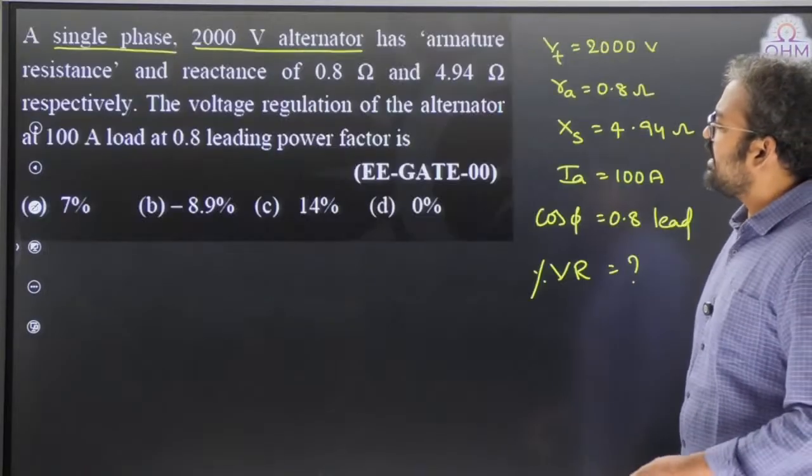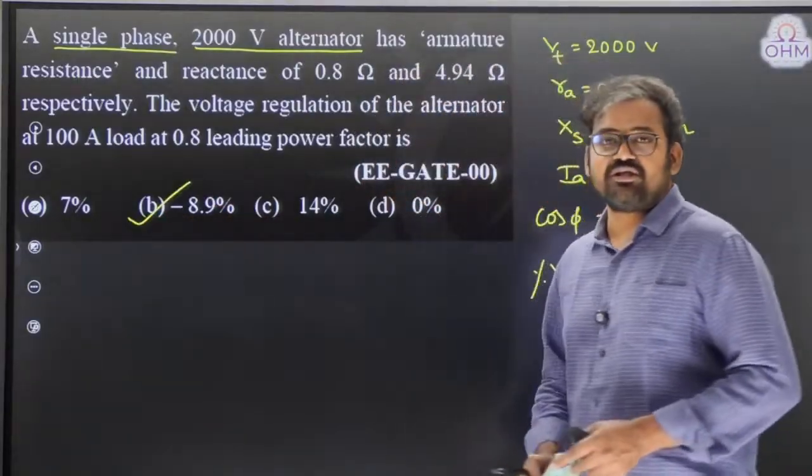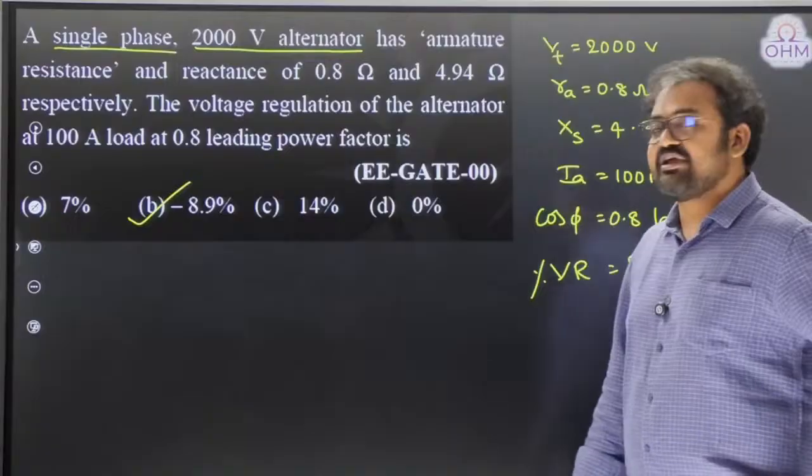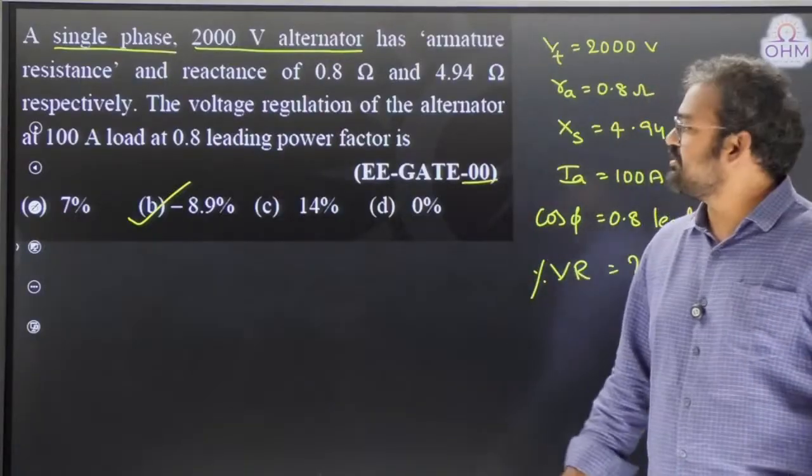So let us go back. Yes, I think option B was satisfied. Minus 8.88 percentage, approximately minus 8.9 percentage. A very simple question. This was given in the GATE 2000 paper.